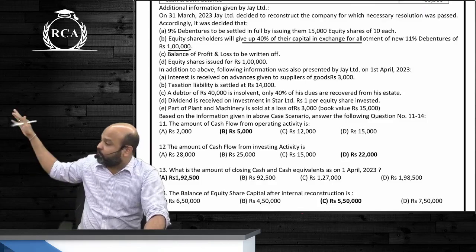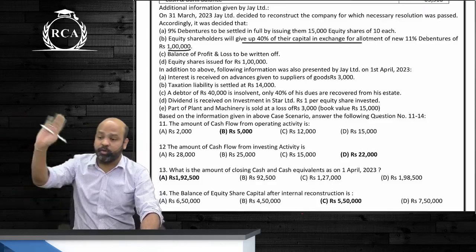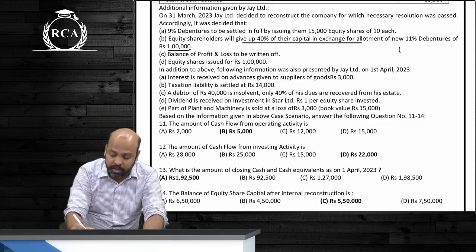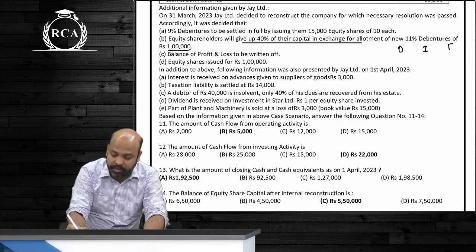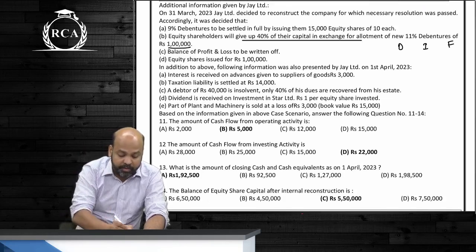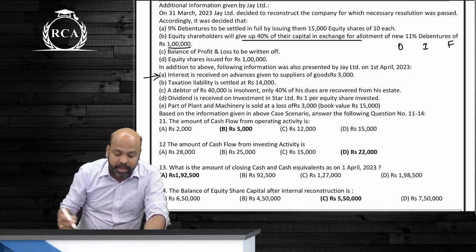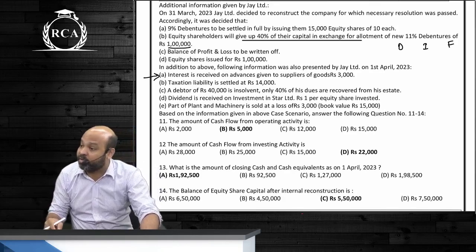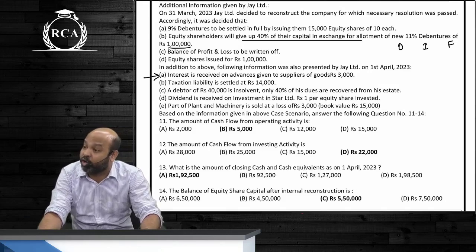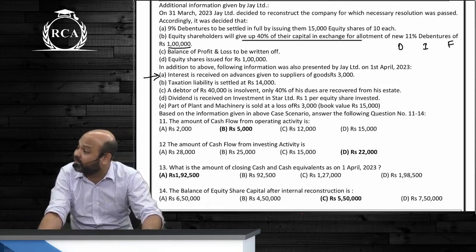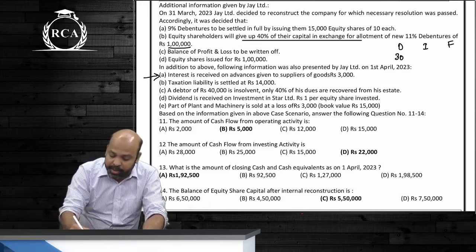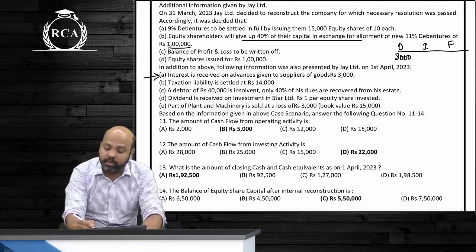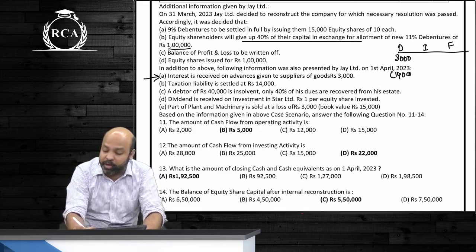Now, the question is primarily from the viewpoint of the cash flow statement, not reconstruction. Very simple question, pay attention. I'm writing here operating, investing, financing. First point: interest is received on advances given to suppliers. Normally, interest received is an investing activity. However, if advances are given to employees or suppliers, it is considered operating activities. Taxation liability settled at 14,000: operating activities.